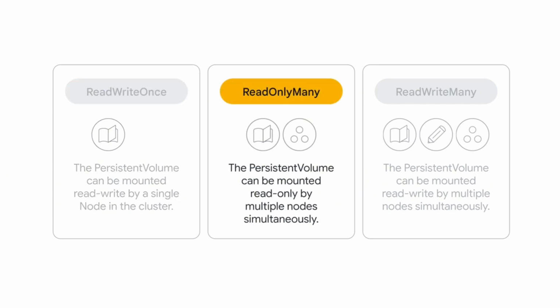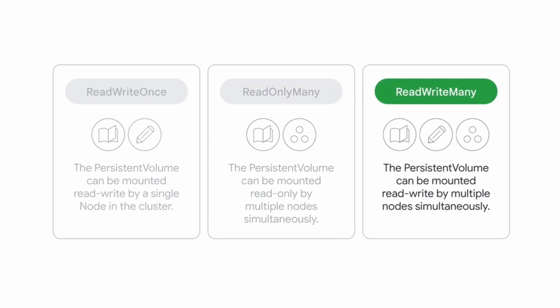With read-only many, the PV can be mounted read-only by multiple nodes simultaneously. This means that pods running on these nodes can only read data from the PV, not write to it. And with read-write many, the PV can be mounted read-write by multiple nodes simultaneously. Pods running on these nodes can both read and write data to the PV. However, Google Cloud persistent disks do not support read-write many.